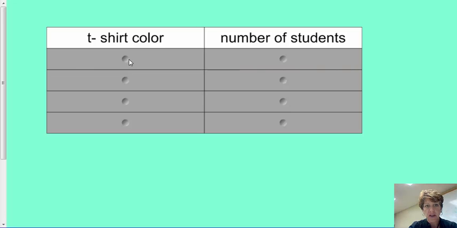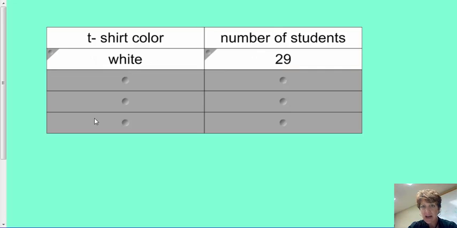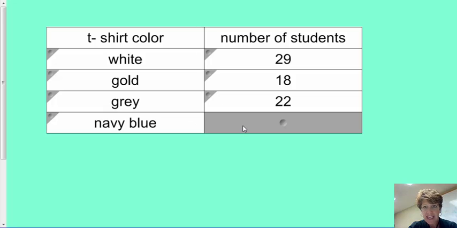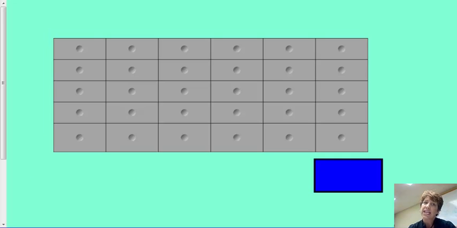So here we go. White shirts, I counted 29 Ranger shirts. Gold Ranger shirts, 18. Gray Ranger shirts, 22. And navy blue Ranger shirts, 21. So this is the data that I got. And next, I set up my chi-square. So right now, you might want to pause it. Go ahead, do all the numbers yourself and see what you get.